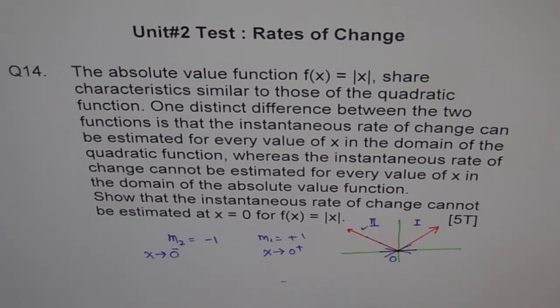We don't really approach a single value which could be considered as the instantaneous rate of change at that point. Perfect? That is why we do not have a defined instantaneous rate of change at x equals 0 for the absolute value function. Okay? That is the explanation for this. Thank you.